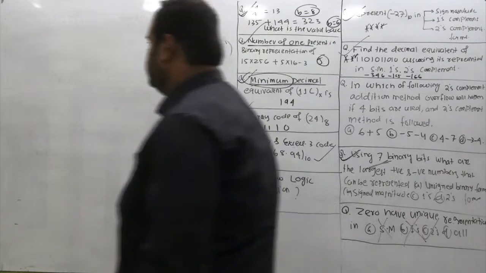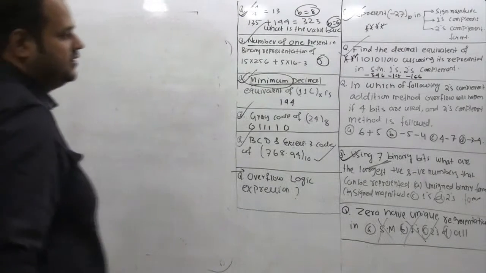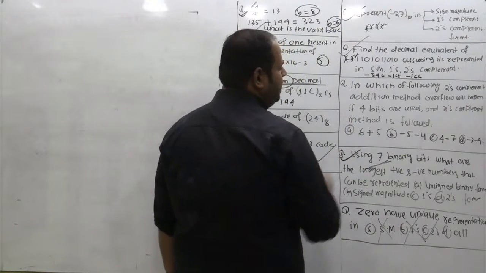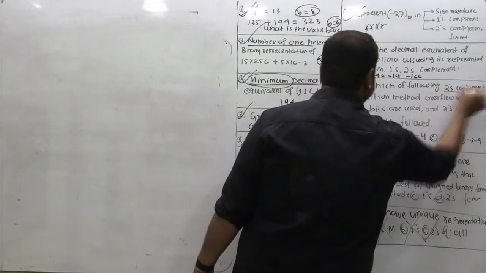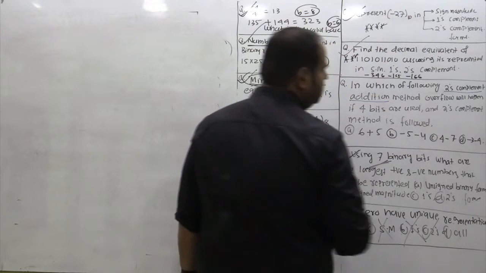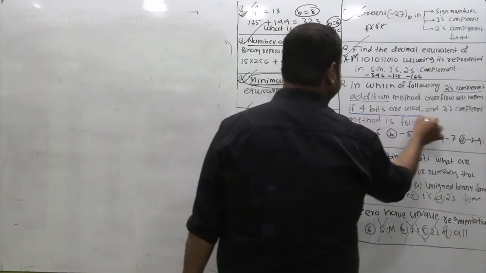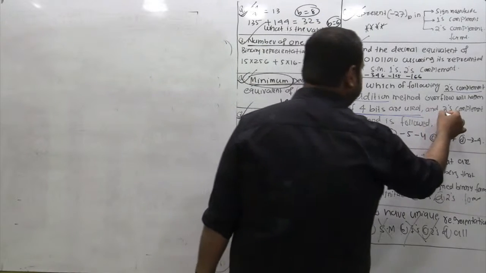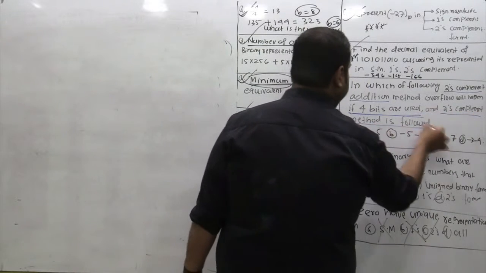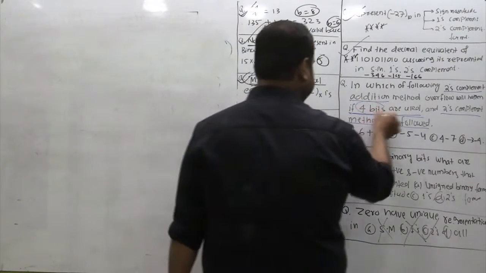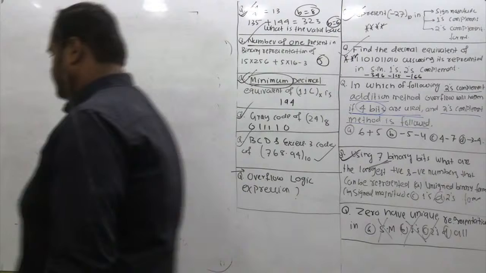So, read the question carefully. In which of the following 2's complement additions, in other words, I am interested in 2's complement additions, will overflow happen if 4 bits are used? See the question, 4 bits are used and the 2's complement method is followed. Okay, the addition is happening using 2's complement methods and 4 bits are used.